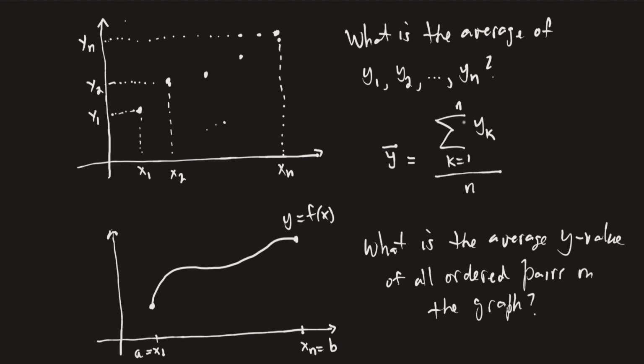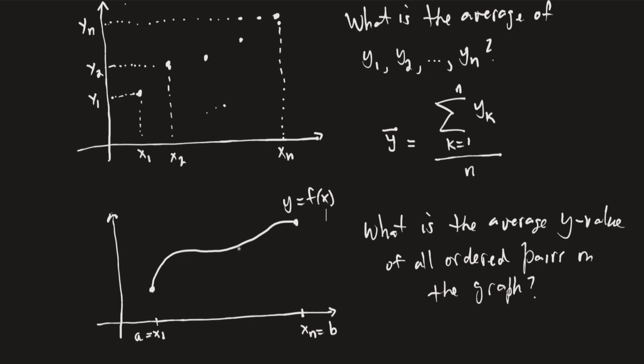Well, the thing is, the summation approach won't work because there are infinitely many y values. I can't list them the way I did here. I can't list the y values that are on the graph of a particular function. But it seems like the question of finding the average is an important one. So we need a procedure for how to do it.